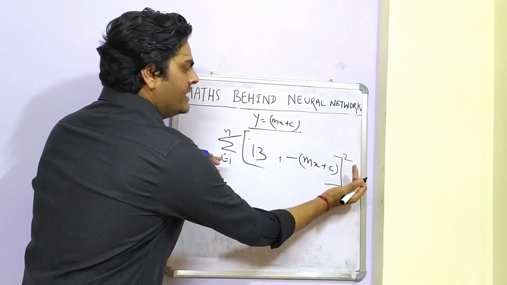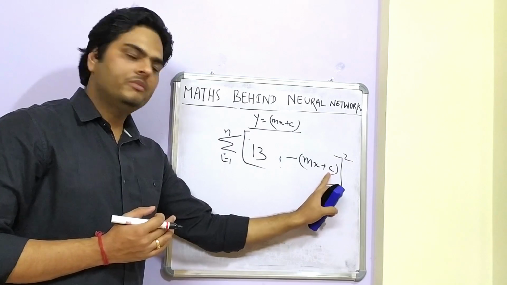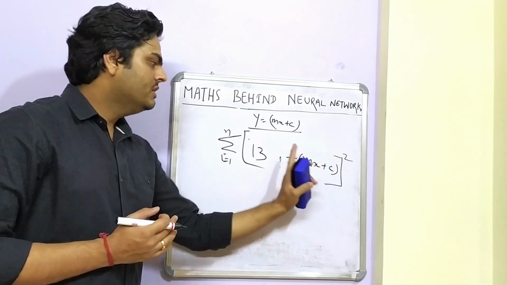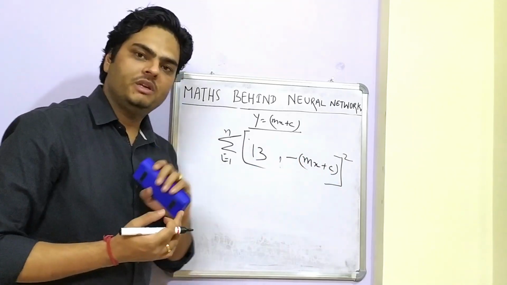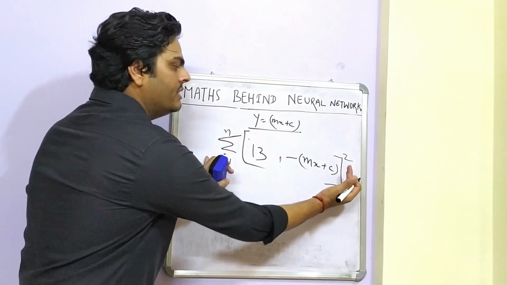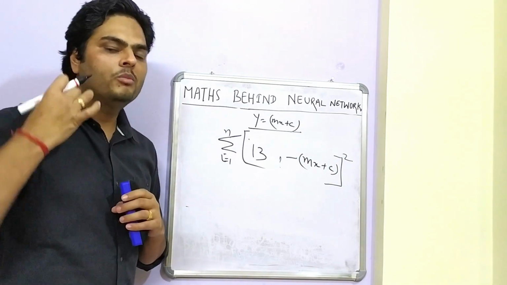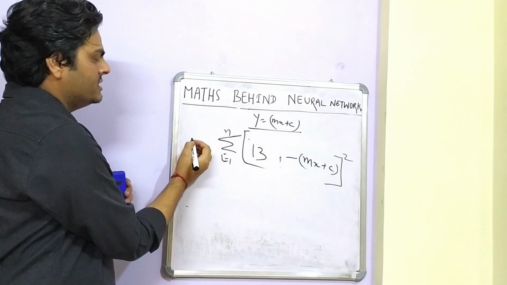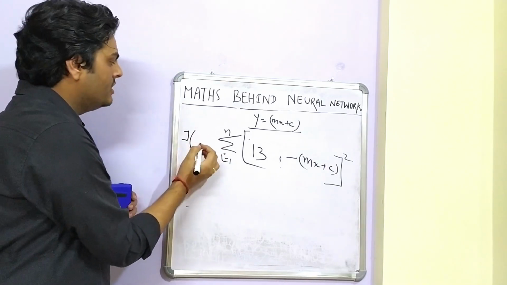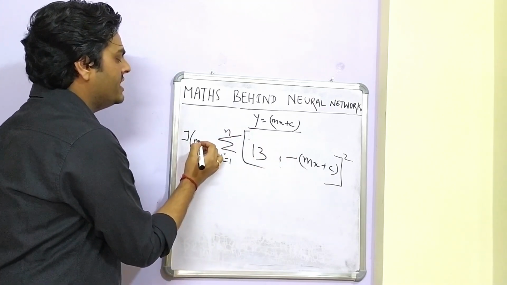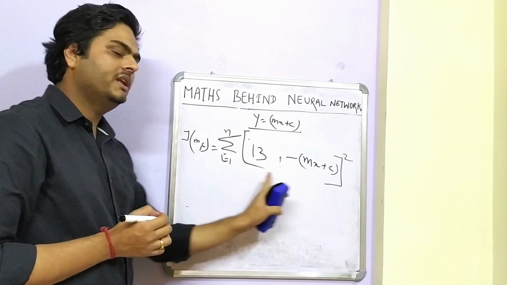But this entire thing is nothing but a function of m and c. This x also comes from data. This entire thing is a function of m and c, and what you see here is nothing but the cost function for the linear regression model. How the cost function is written is J. J is the cost function and it is a function of m and c. So J, which is a function of m and c, looks like this.